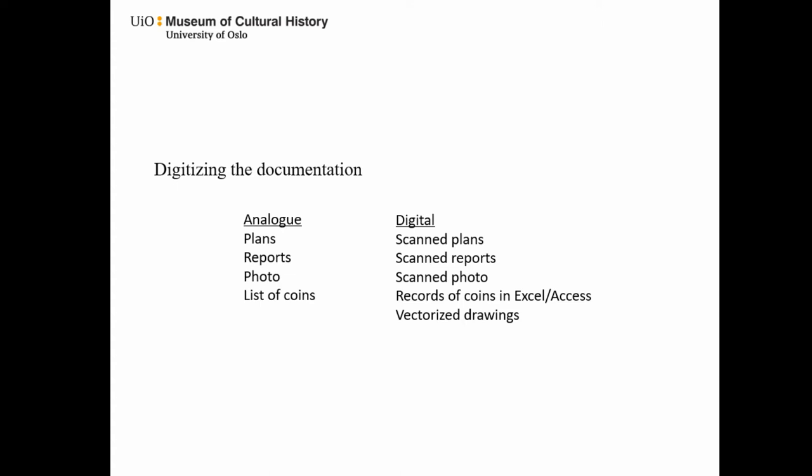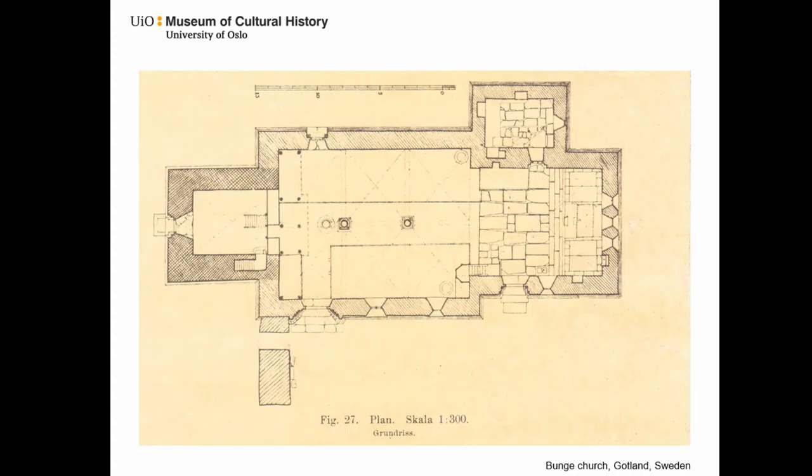If you look at this next one, which is the church of Bunge in Gotland, we take a look at the plan and ask, okay, what is to be vectorized? Everything, or parts of it? Are we creating a new interpretation of the old interpretation of what actually was there?